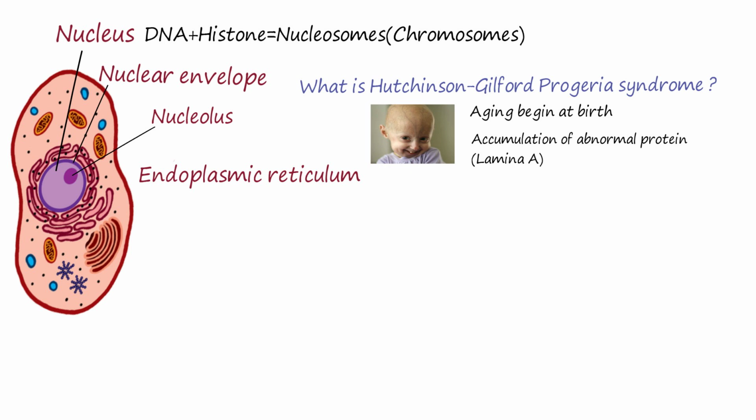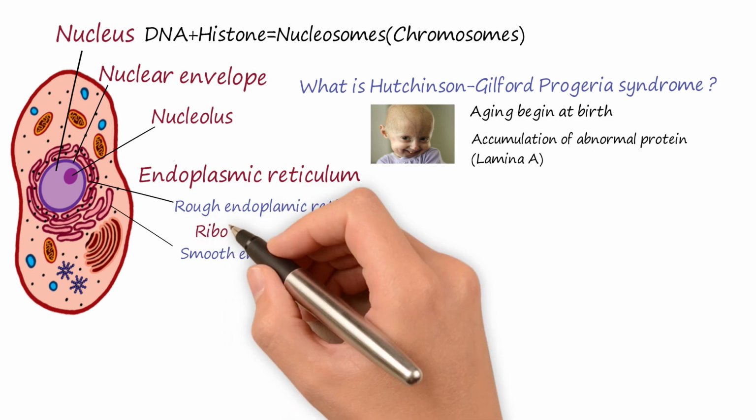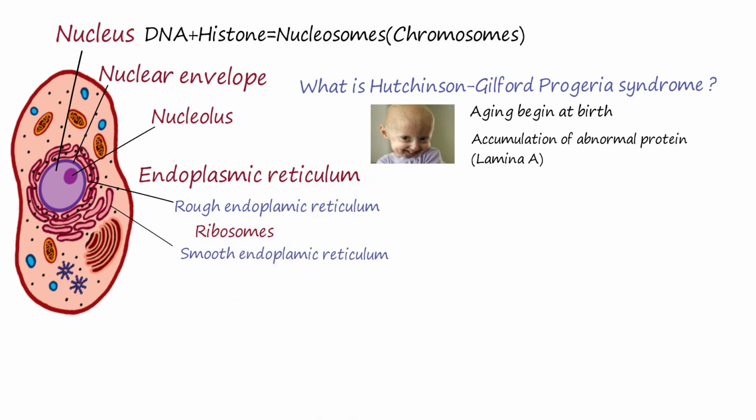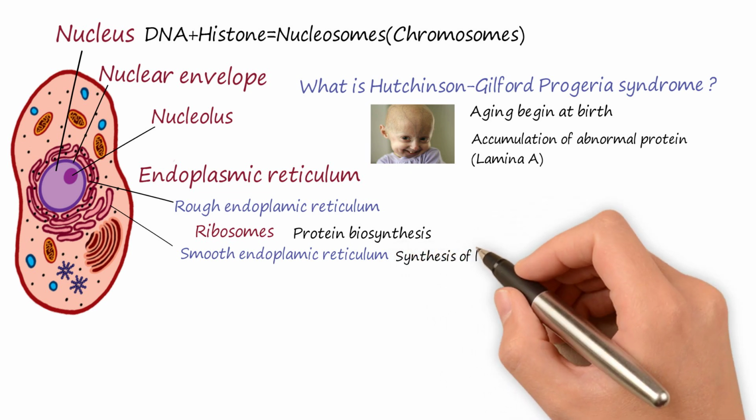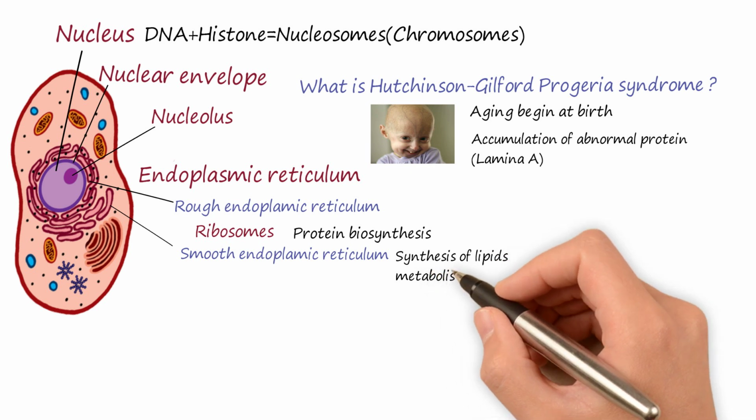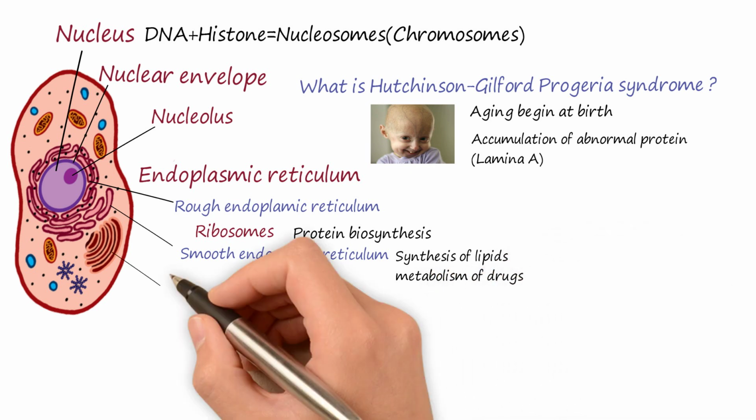There are two types of endoplasmic reticulum: rough endoplasmic reticulum and the smooth endoplasmic reticulum. Rough endoplasmic reticulum has a granular appearance due to ribosomes attached to it. Ribosomes are factories of protein biosynthesis. During the process of fractionation, rough endoplasmic reticulum is disrupted to form small vesicles known as microsomes. Smooth endoplasmic reticulum does not contain ribosomes. It is involved in the synthesis of lipids and metabolism of drugs, besides supplying calcium for the cellular function.